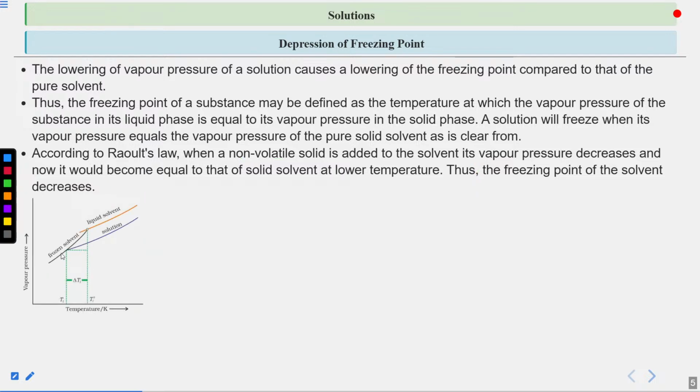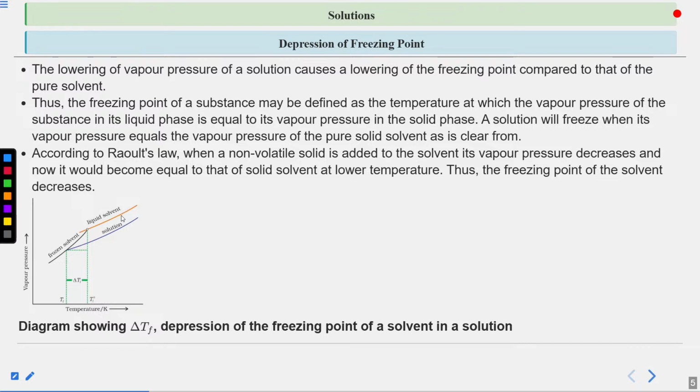Suppose this is your black line. This black line is depicting the vapor pressure of the solid phase, or the frozen solvent. Now it will increase with the temperature. Clear? And whenever we decrease the temperature, the vapor pressure decreases. So the same thing can be said for the solvent as well as the solution.